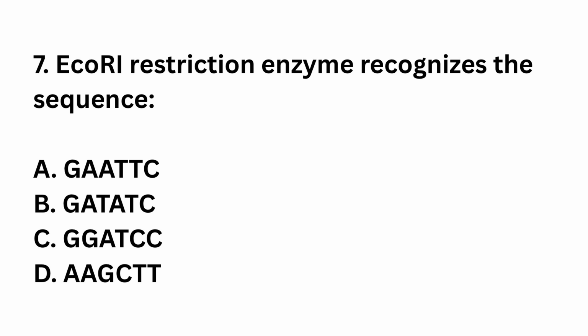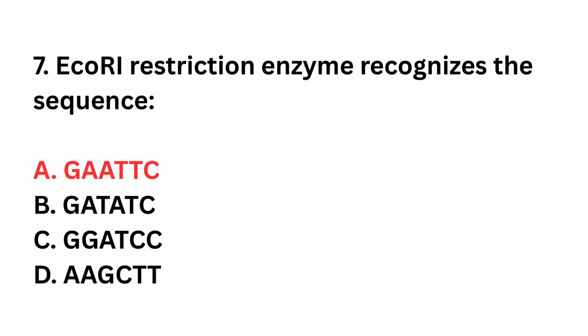Question number 7. EcoR1 restriction enzyme recognizes the sequence GAATTC, GATATC, GGATCC, AAGCTT. The right answer is option A. EcoR1 recognizes the palindromic sequence GAATTC and cuts between guanine and adenine, producing sticky ends.